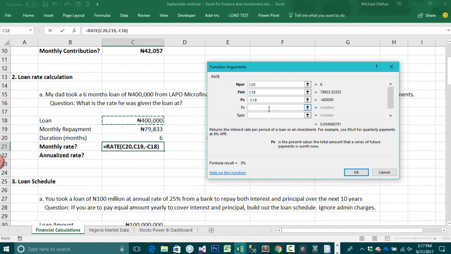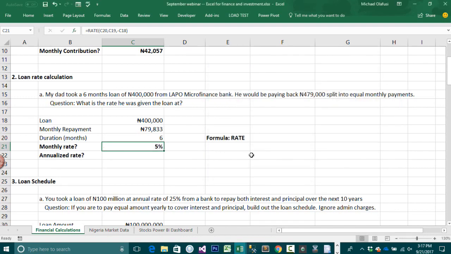And then what's the future value? Again, in this case, you have to pay back everything. So future value is going to be 0 at the end of the whole scheme. You will not be owing them, they will not be owing you, so 0 future value. And then you'll be paying back at the end of the month, so in this case, again, I'll be leaving the type blank, and that is it. And you do okay, and you see instantly it gets you the rate.